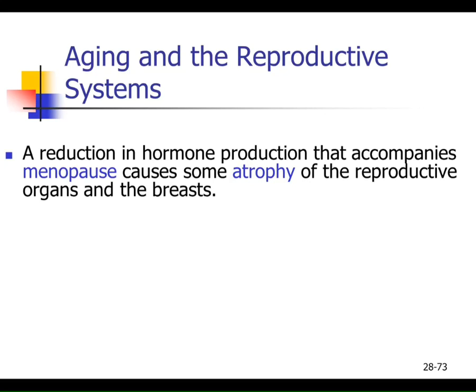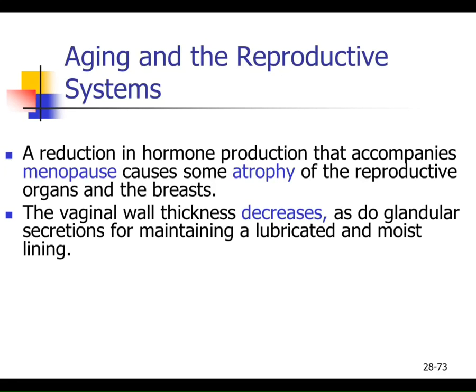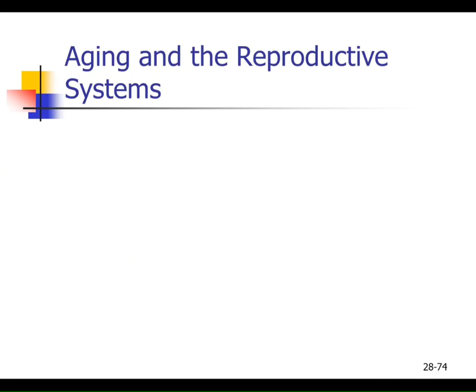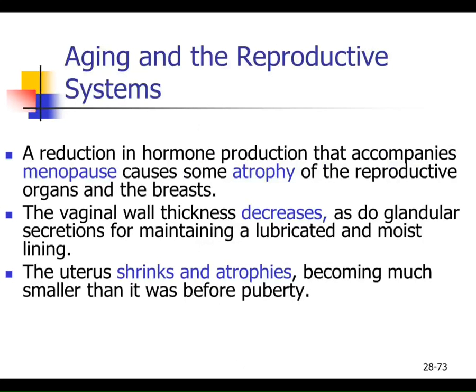Well, the hormone levels become less, as you would expect, and that can lead to atrophy of the organs, atrophy of the breasts. The vaginal wall will decrease in thickness, and this can lead to a lack of moisture and lubrication. We can't even get away from that anymore, can we, in commercials? So painful intercourse. The uterus will shrink a little bit, and a little bit of atrophy will occur. It will actually get down pretty small compared to prepubescent layers.